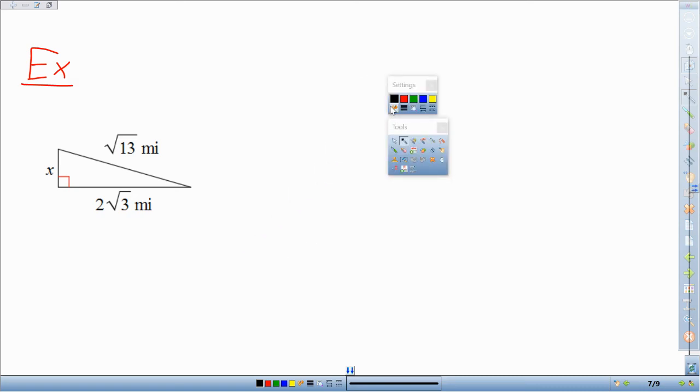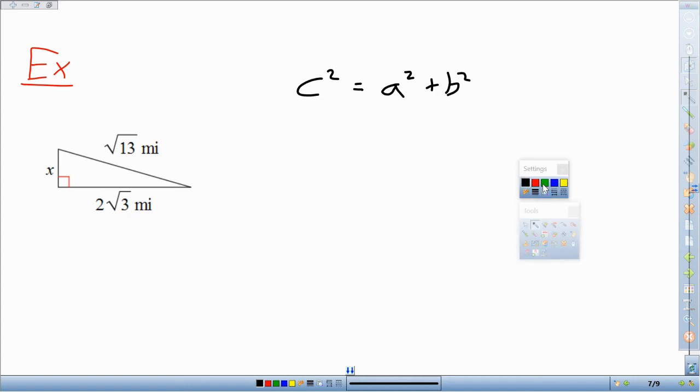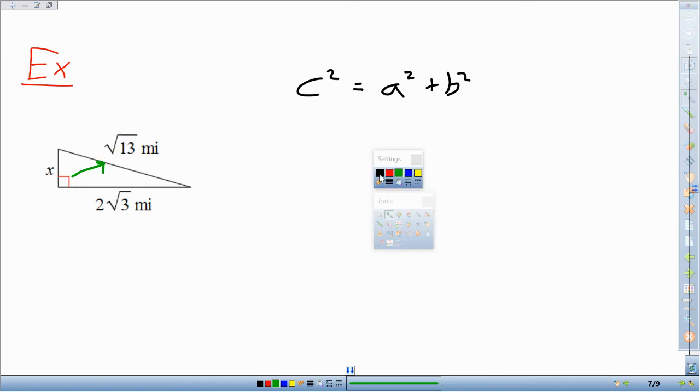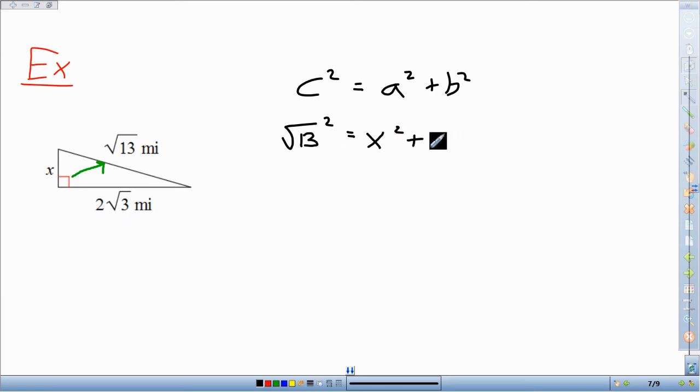Okay, on this problem, let's just do what we've been doing. Let's write out the Pythagorean theorem, c squared equals a squared plus b squared. My hypotenuse, what I'm going to plug in for c, is square root of 13. Don't forget, there's still that power of 2. A and b are the other two sides. I'm going to make x a, and b this 2 square root of 3. This whole thing is being squared, so I'm going to put parentheses around it to show that the whole thing is being taken to the power of 2, not just the square root of 3.